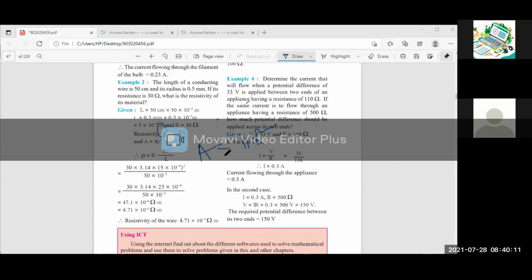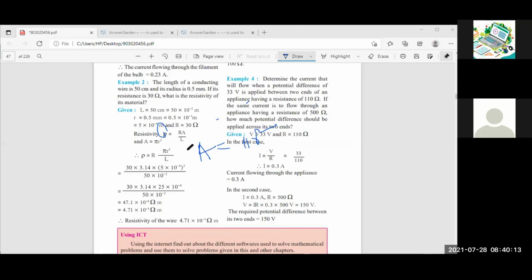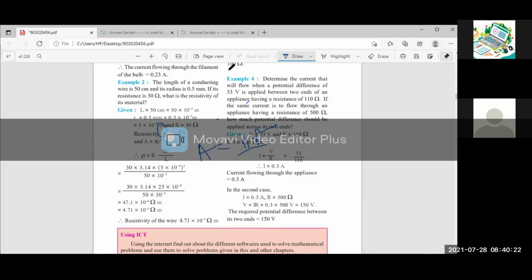Instead of A, we are going to put this value, pi r square. So we'll get rho is equal to R into pi r square upon L. I will take this example on the whiteboard. Rho is equal to R into pi r square upon L.